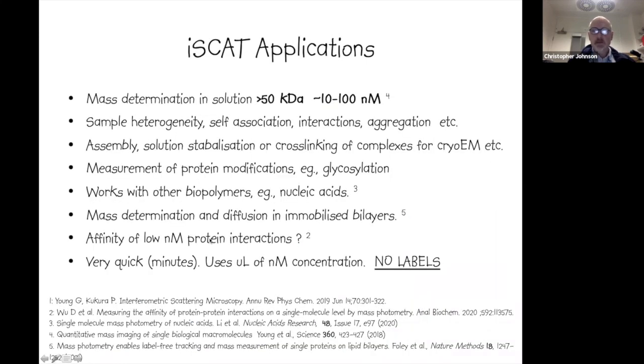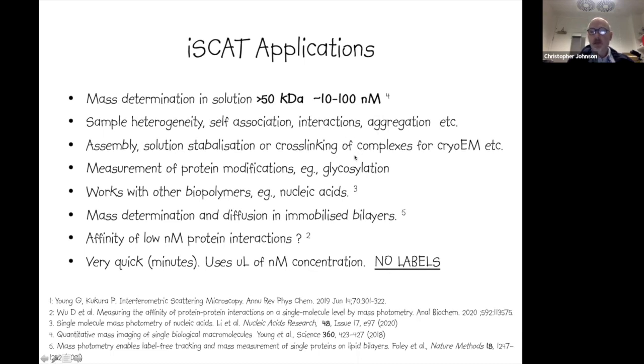So what are the applications of this technique? Well, we can determine mass in solution and typically using around 10 to 100 nanomolar solution and a sample volume of 10 microliters. Obviously, we can determine mass above this lower threshold of around 50 kilodaltons. So we can determine sample heterogeneity, that's the mass heterogeneity. We can look at self-association, so we can look at whether there's monomer, dimer, trimer, tetramer. We can look at hetero interactions between two different molecules. We can also look at less desirable forms of interactions like aggregation.